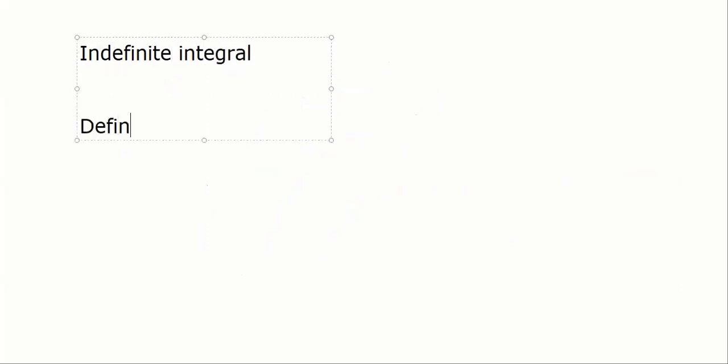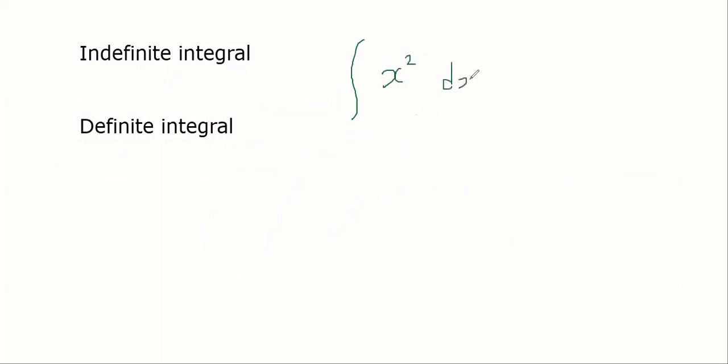One is a definite integral. The difference is this. If I say there is some function, suppose x square, and I integrate it without any limits, that is an indefinite integral. And the same function, if I integrate with limits, then it is a definite integral, because otherwise the function will go on indefinitely from left and right, both sides, right?